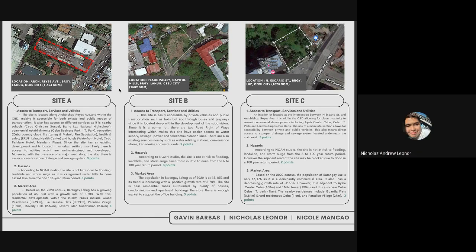And then for site C, Gavin will present. Yes. So for site C, the access to transportation services and utilities are pretty good because it is basically an interior lot located within the CBD, which gives it close proximity to several commercial developments and services. It also uses a main intersection that allows accessibility between private and public vehicles, and with its direct access to a road, it would also have access to proper drainage and sewage system, since main roads usually have that as well.